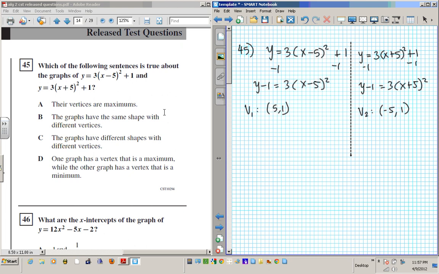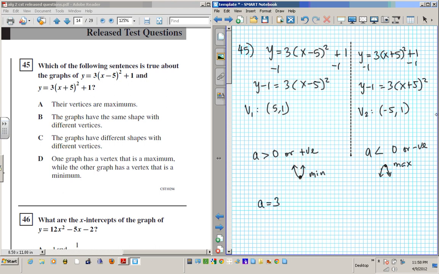So A says the vertices are maximum. So to look at the concavity or the opening of the parabola, we basically look at a. Okay, if a is bigger than 0 or positive, then we have a happy situation right here. We have a happy parabola, and then in that case, the vertex is a minimum. Okay, if a were less than 0 or negative, you have a sad situation where our vertex is going to be a maximum. Okay. So in this case, a is basically 3, right?